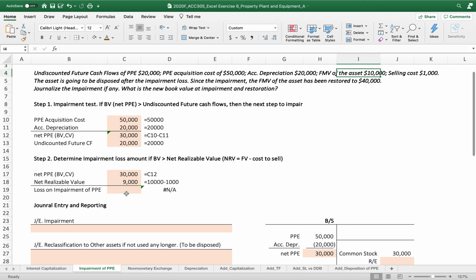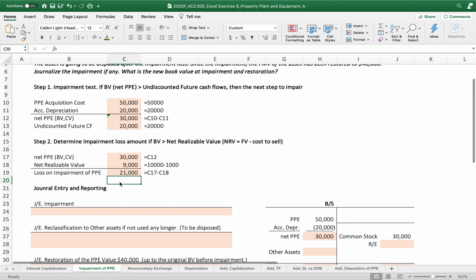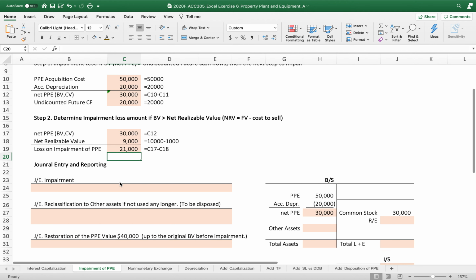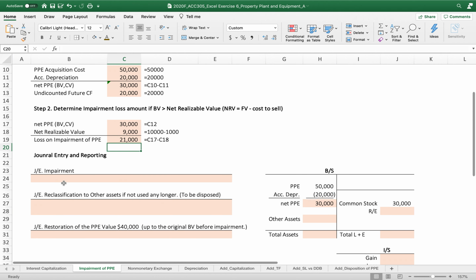So it's so small. So $30,000 net PP&E on the book is greater than this net realizable value. So the difference is the loss amount the company should recognize. Then let's create a journal entry and paste that journal entry into the balance sheet and income statement.